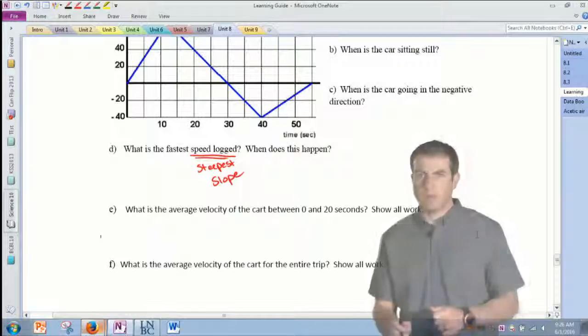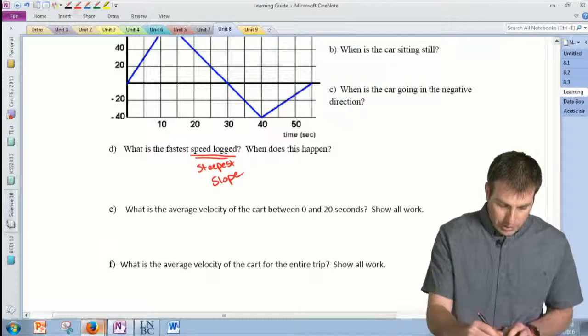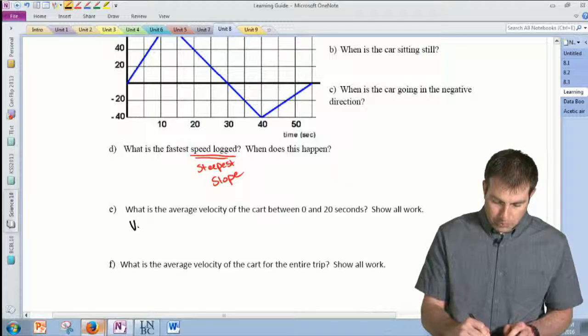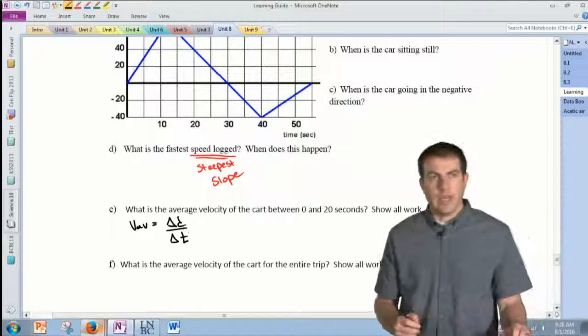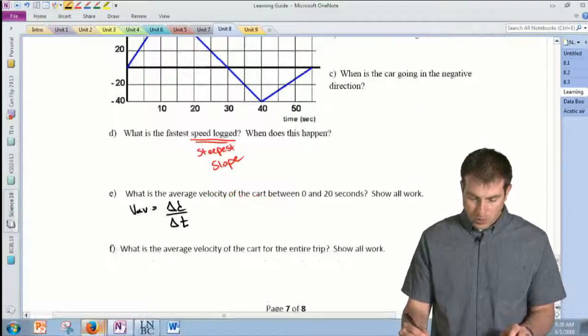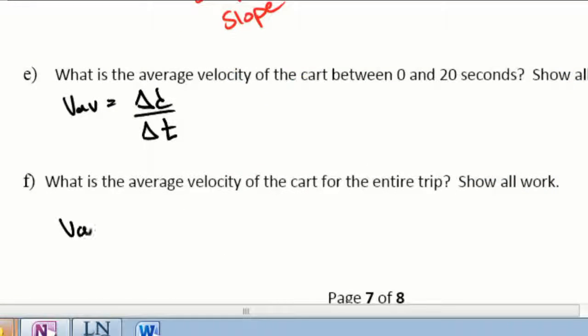Yep. Perfect. All right. So average velocity formula, V average, is the change in position over a change in time. And because these are both asking us to find the average velocity, we're going to do a change in position over a change in time for both of them.